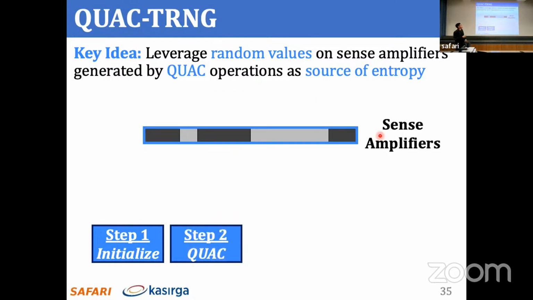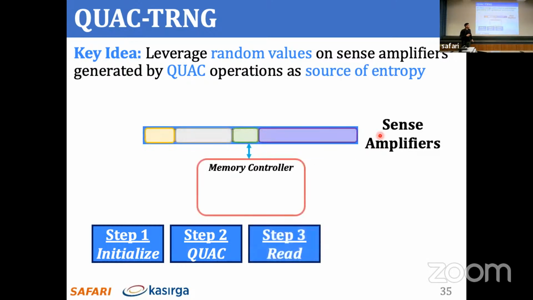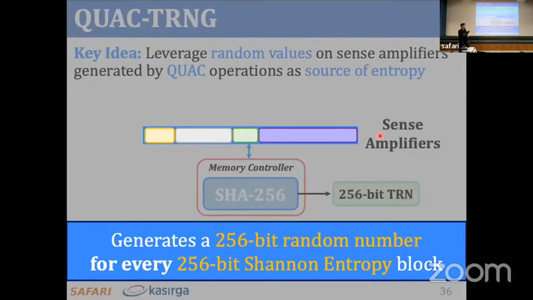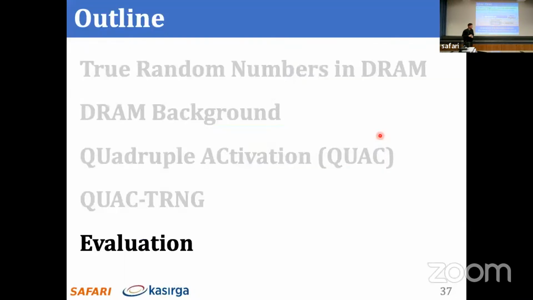Now, once we have these, we will read them out. To do this, based on a one-time characterization step, we calculate the entropy of different cache blocks in this row, and I'll describe it later in more detail. We read these 256-bit Shannon entropy cache blocks to generate a 256-bit random number. So to conclude, with each 256-bit entropy cache block we read, we generate a 256-bit true random number.